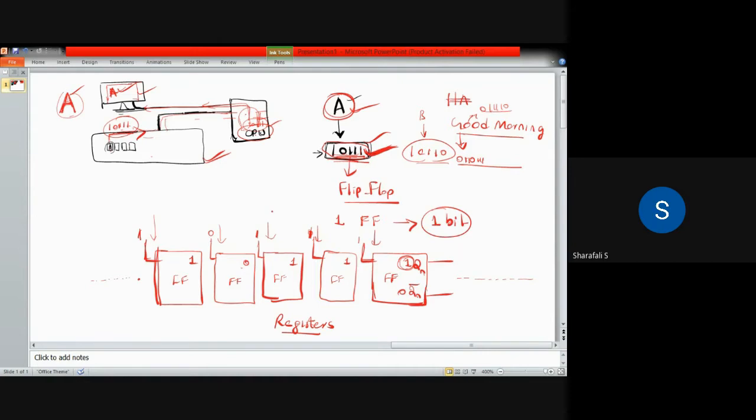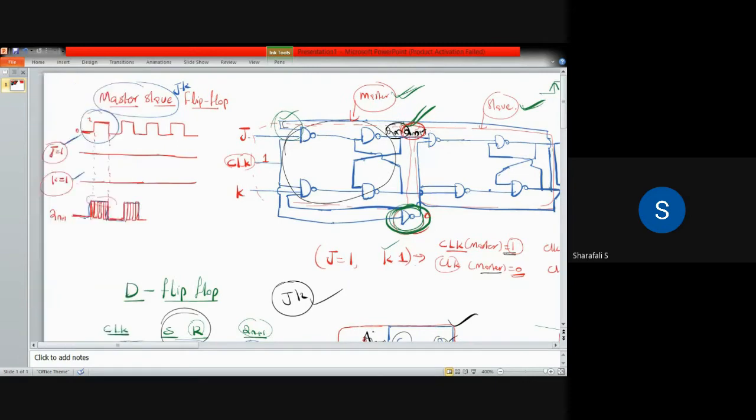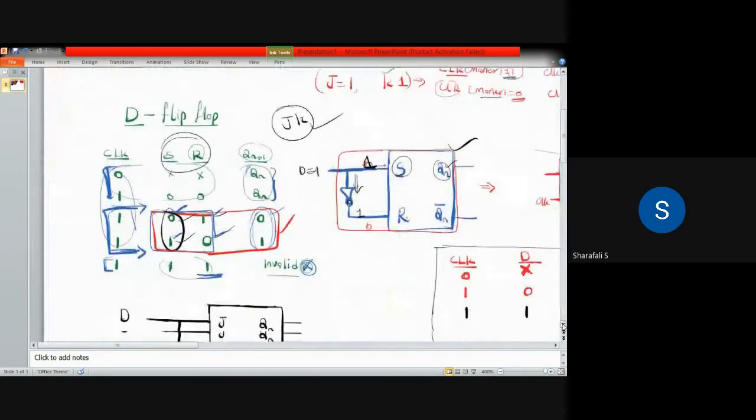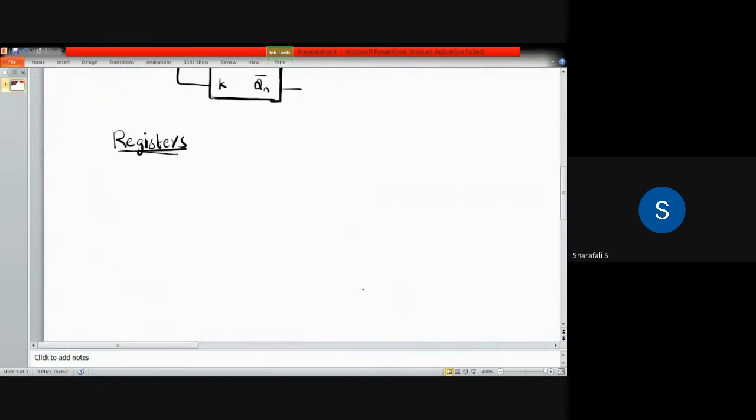So I hope you understood this particular example. I will explain this in more detail when we discuss the microprocessor and all those things. So now we will go to the registers. We already discussed that registers are a collection or group of flip-flops that we use to store data, binary digits.